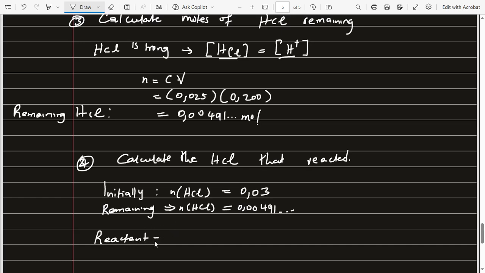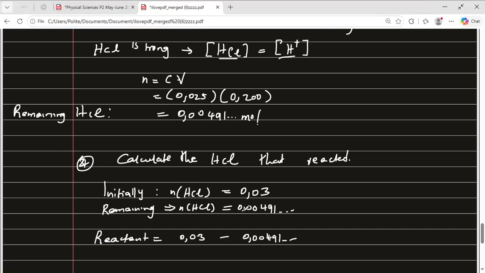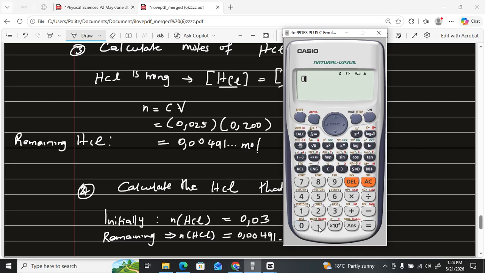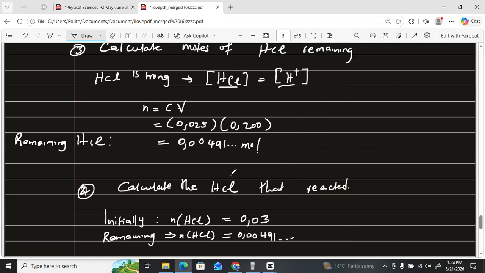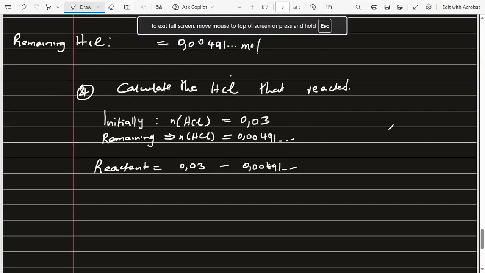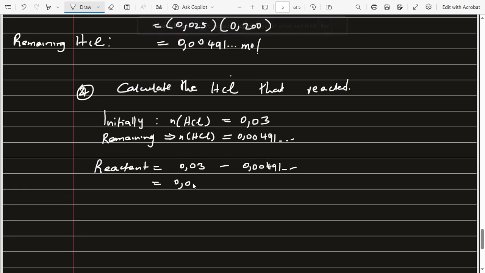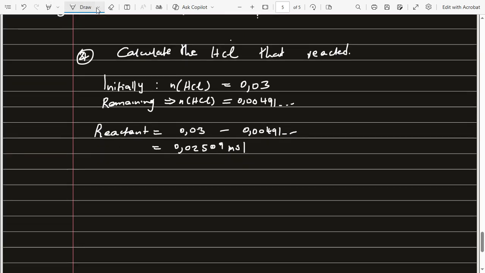We can say that the number of moles reacted, we take that 0.03, we minus the 0.00491. So I'm going to say 0.03, I'm going to minus answer. This gives me 0.02509. So I'm just going to write that down. So the number of moles reacted, that's 0.02509 mole. So that is the number of moles reacted. So now that you have the number of moles of HCl reacted, you can go to step 5. That's when you can calculate the number of moles of the CaCO3 that reacted. Okay?